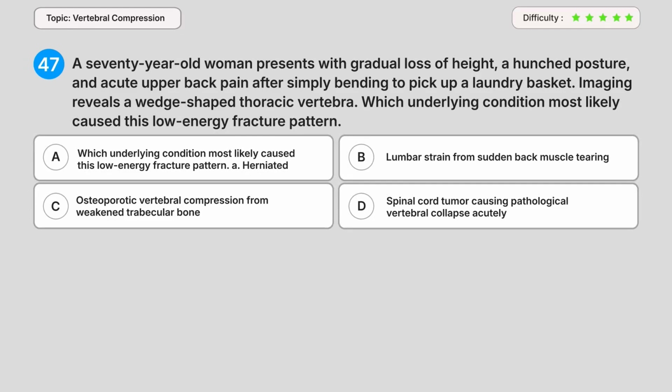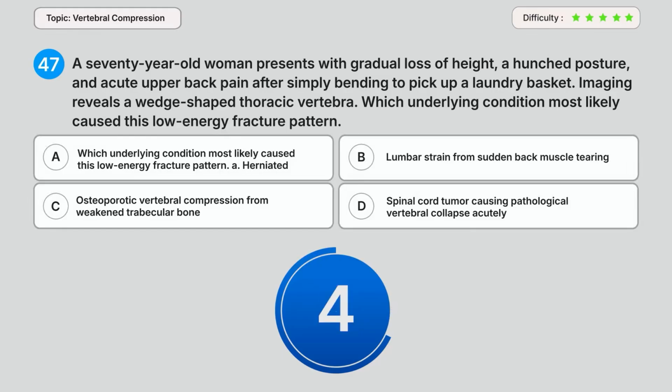A. Herniated disc pressing against spinal cord tissue. B. Lumbar strain from sudden back muscle tearing. C. Osteoporotic vertebral compression from weakened trabecular bone. D. Spinal cord tumor causing pathological vertebral collapse, acutely. Do you know the answer?